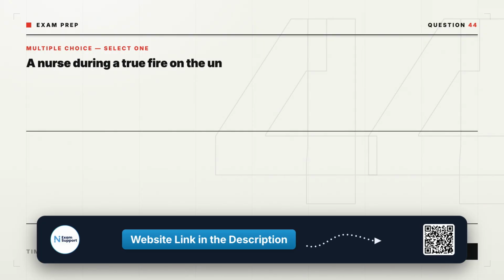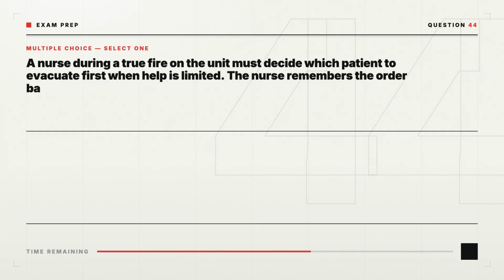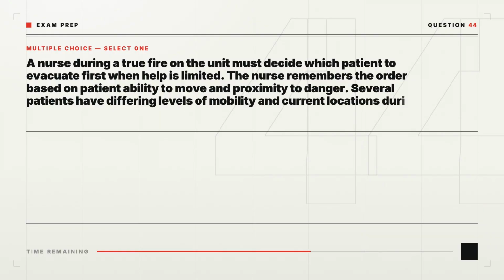Question 44. A nurse during a true fire on the unit must decide which patient to evacuate first when help is limited. The nurse remembers the order based on patient ability to move and proximity to danger. Several patients have differing levels of mobility and current locations during the fire response.